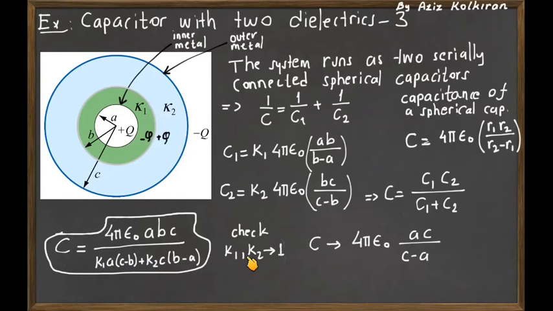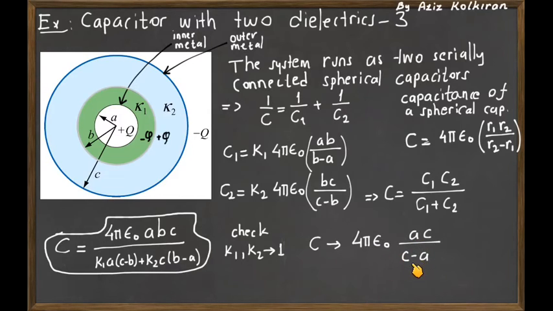If you put K1 and K2 equal to 1, you can simply check, it's just algebra, that the expression would reduce to 4 pi epsilon 0 A times C divided by C minus A.